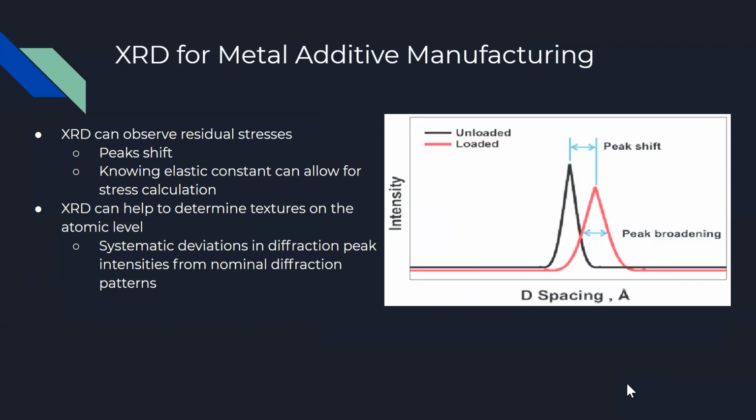Assessing the textures is also something that X-ray diffraction can detect. So when crystals are oriented in certain ways, they create a specific texture on the atomic level. Now, a texture could cause deviations in the expected diffraction peaks seen during an experiment. So it's important to compare what you got in the experiment to what's expected, or what are the nominal X-ray diffraction patterns.